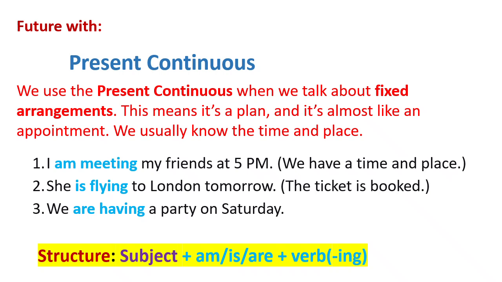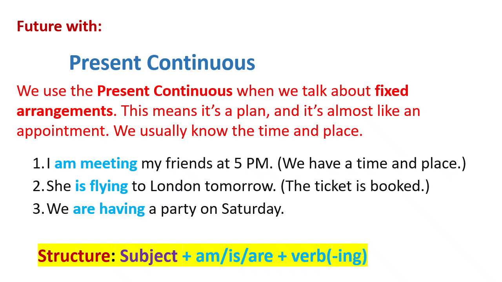Number three, we are having a party on Saturday. So everything is decided. Now on Saturday we are going to enjoy a party. So this is the future time, and time is important. If Saturday is not written, and we say we are having a party, people will think that they are enjoying the party right now. So we have to add time.